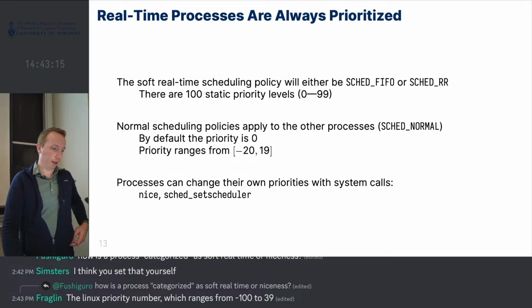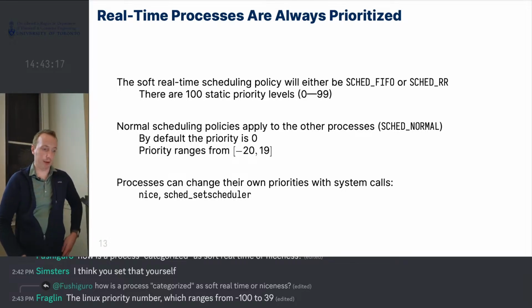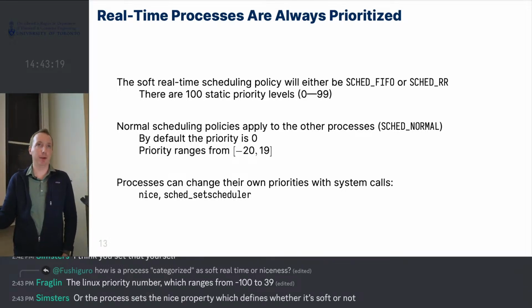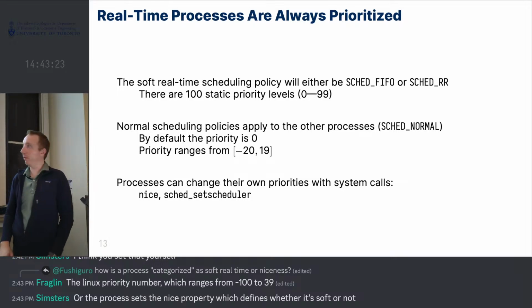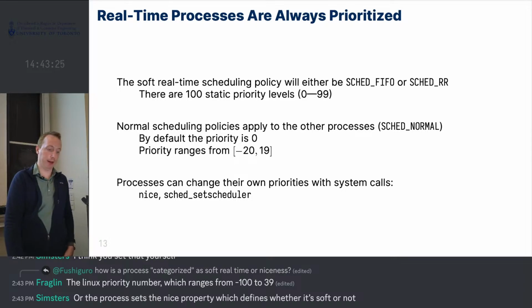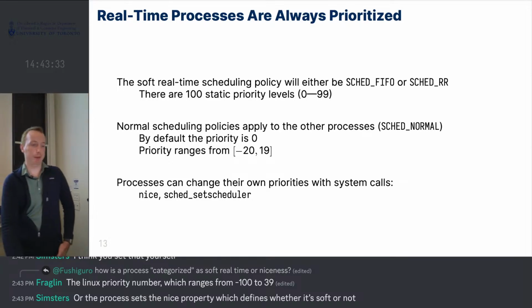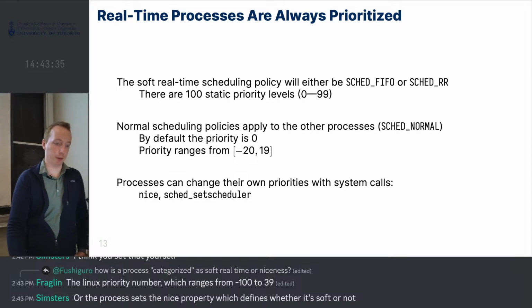All right, yeah, so how's a process categorized? That's something you also set. If you really wanted to have a real-time process, you would use the set scheduler system call. You say, hey, I want round robin, and I'm very, very important, I'm real-time. Otherwise, you are just a normal process.